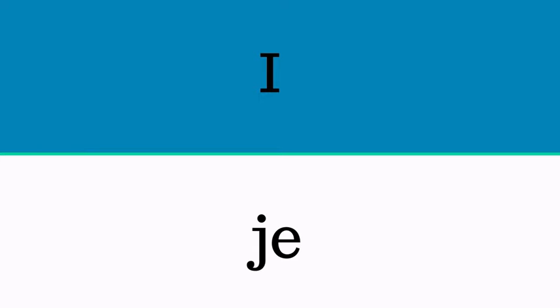Je. Right? Je. Second one is tu. Tu is you, but for when you talk to only one person. Tu. Then you have il. Il. Alright, it's easy. Il.